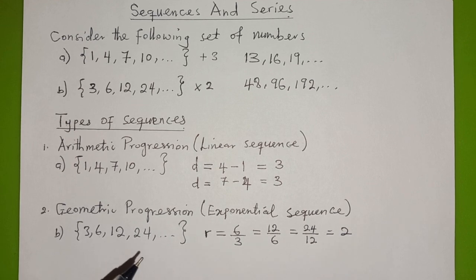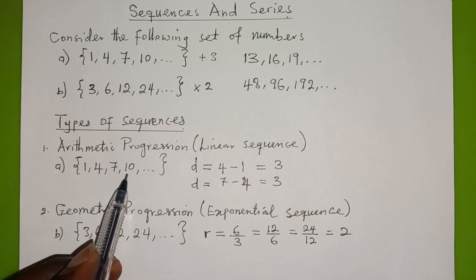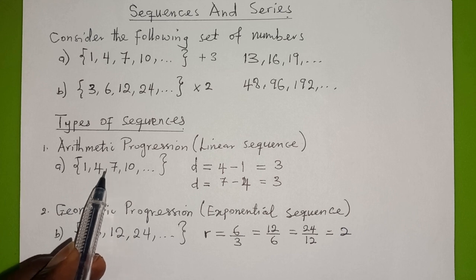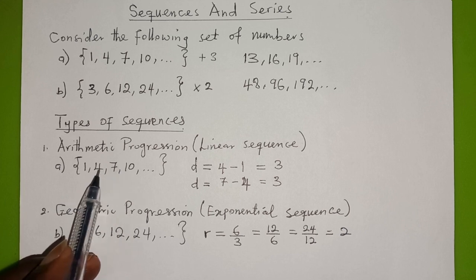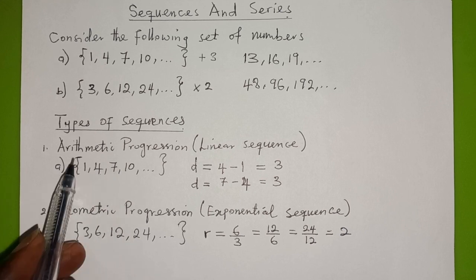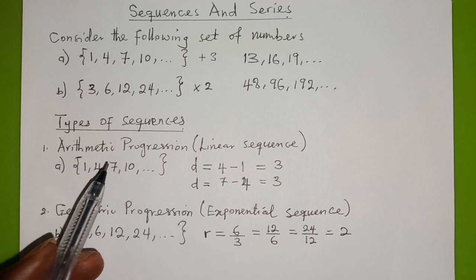So anytime at all you find a common ratio and it's not the same, then it means that you cannot use the geometric progression procedure. Also, anytime at all the common differences are not the same, then you cannot apply the arithmetic progression procedure.